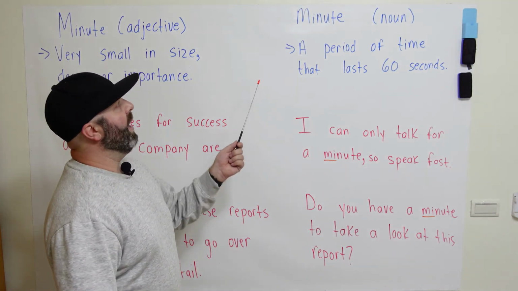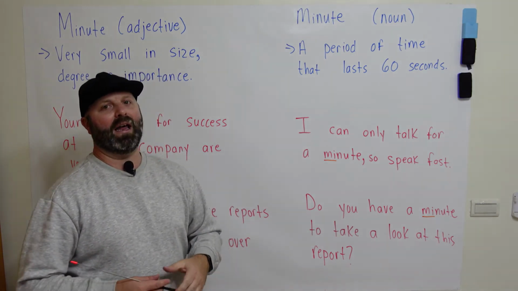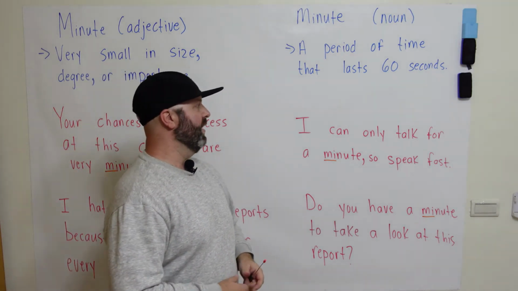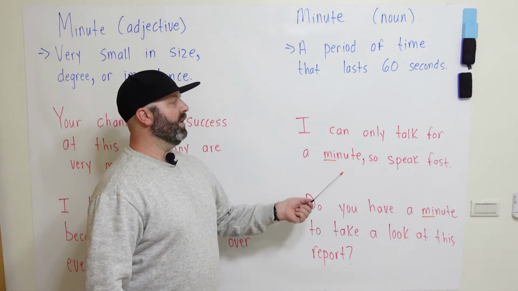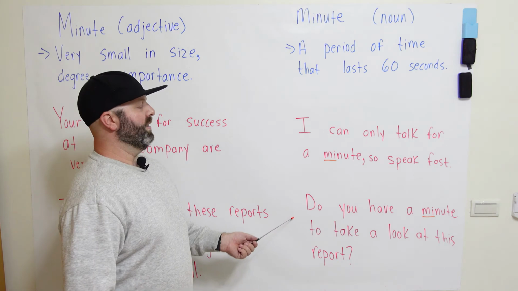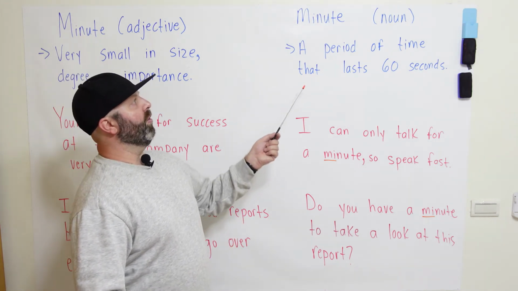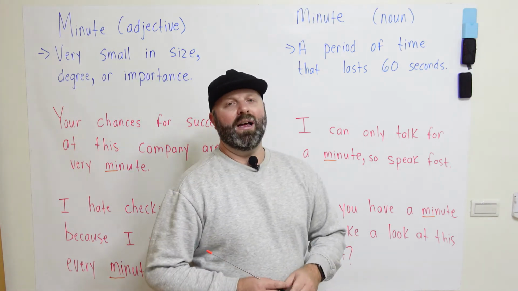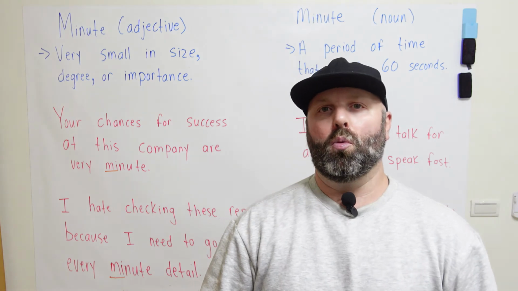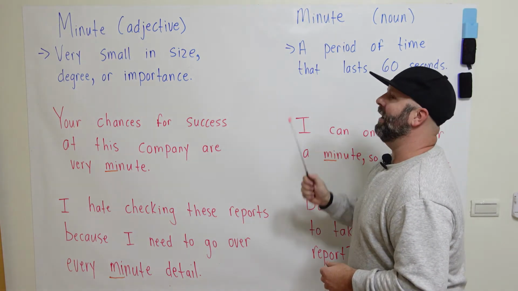Now, as a noun, minute, well, a minute is a period of time that lasts 60 seconds. So we could say, I can only talk for a minute, so speak fast. Or we could say, do you have a minute to take a look at this report? So you'll notice again, as the noun, the emphasis is still at the beginning part of the word. Okay, so minute and minute.